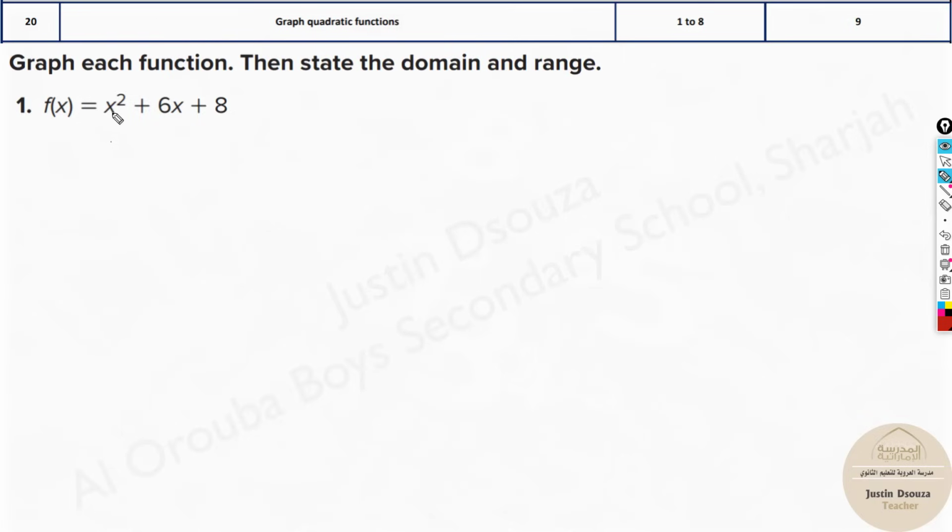Since it's a positive x squared, this parabola will open upwards. Now just imagine the graph somewhere over here. You need to make sure that you find the vertex point, the x value of the vertex, and then take some points before the vertex and after the vertex. You can't just take any random points. You need to take specific points.